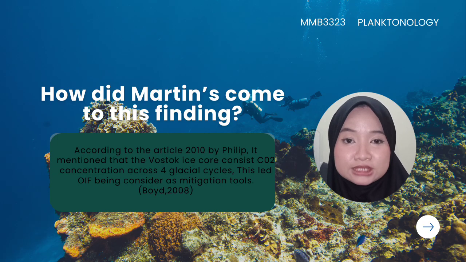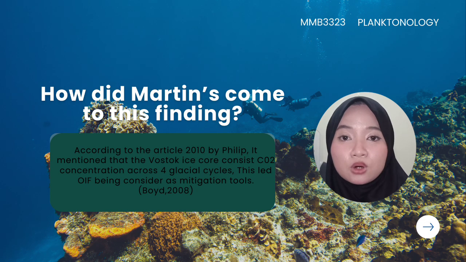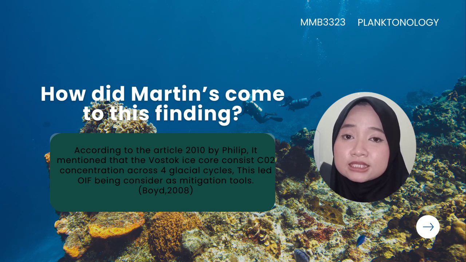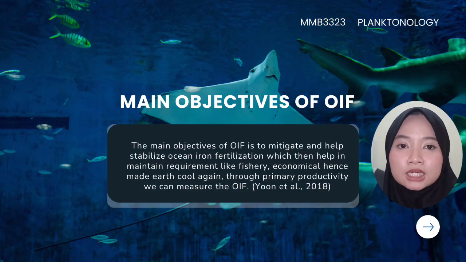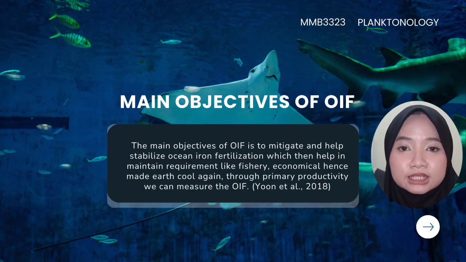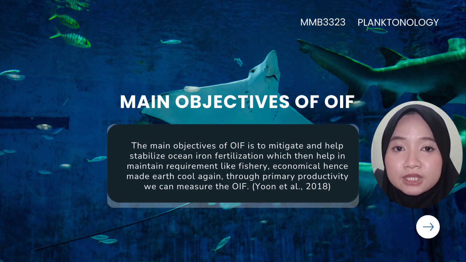How did Martin come to this finding? According to an article in 2010 by Philip, the Vostok ice core consists of CO2, in which its concentration came across 4 glacial cycles. This led to OIF being considered as a mitigation tool. The main objective of OIF is to help stabilize the ocean through iron fertilization, in which it helps maintain requirements like fishery and economics, and through primary producers, we can measure it.